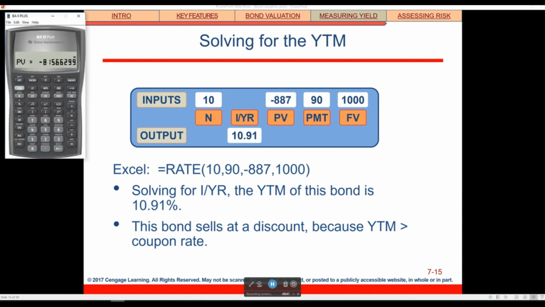So if you use your calculator, and always remember to clear your TVM, you're going to have 10 as your number of periods, 90 as your payment, 1000 as your future value, and 887 as your present value, and you compute for your interest, and that gives you 10.91.